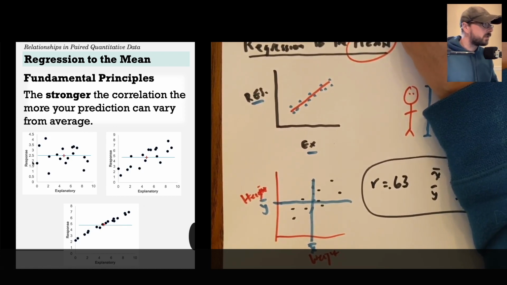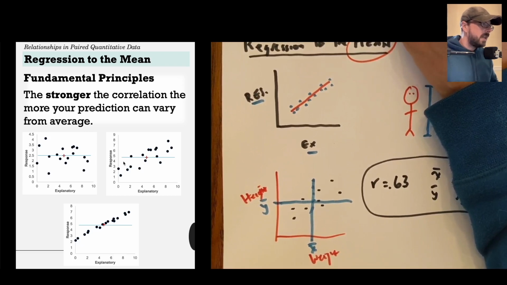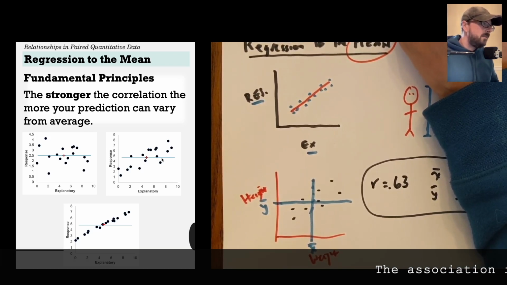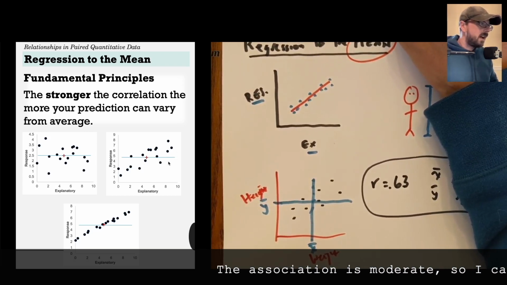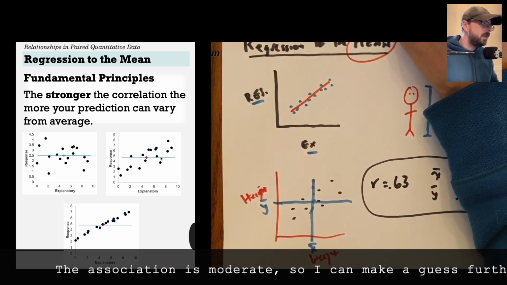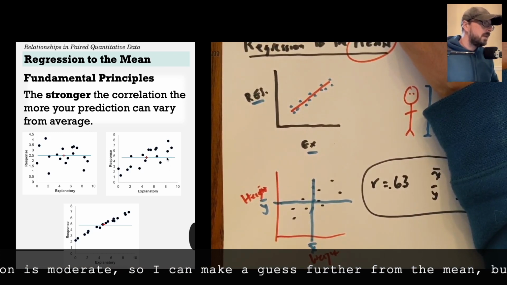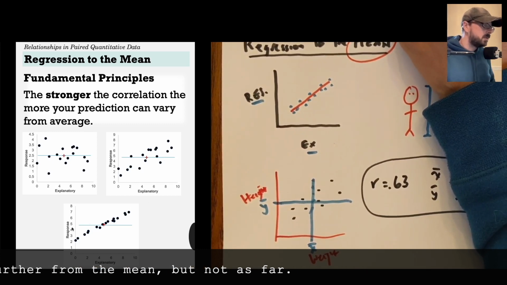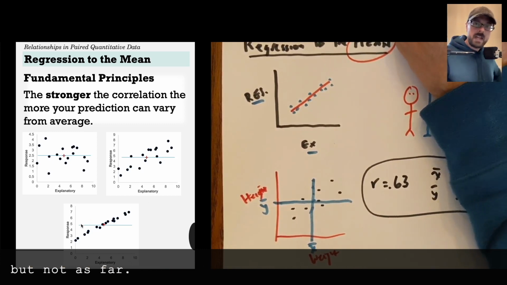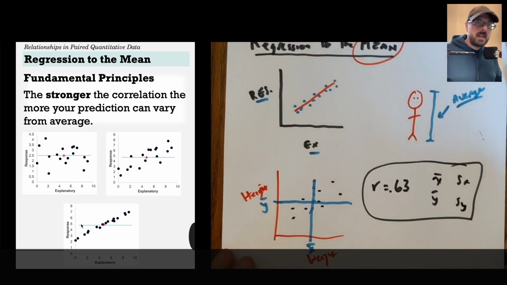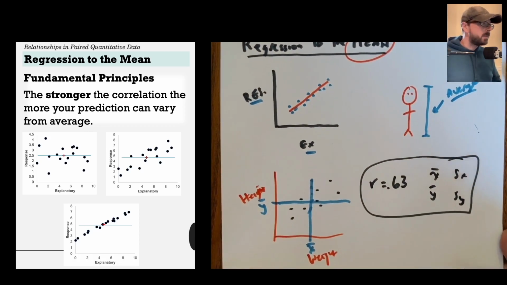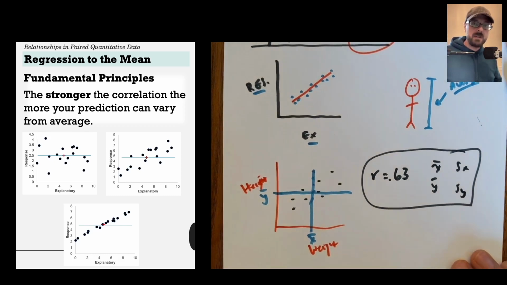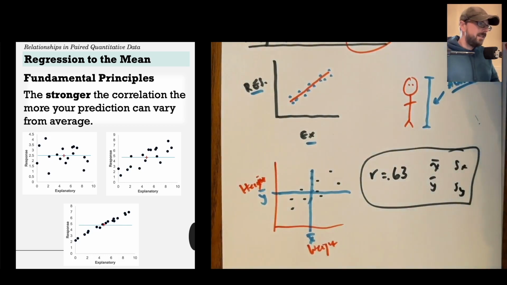This correlation is extraordinarily weak. Something in between here, I still probably wouldn't guess the mean, but it wouldn't be as terrible of a guess. The place where it would be the worst possible guess would be this last one right here. And so we can only make our predictions for a response variable vary away from average if we see a really strong correlation. The stronger the correlation, the more we can guess away from average.